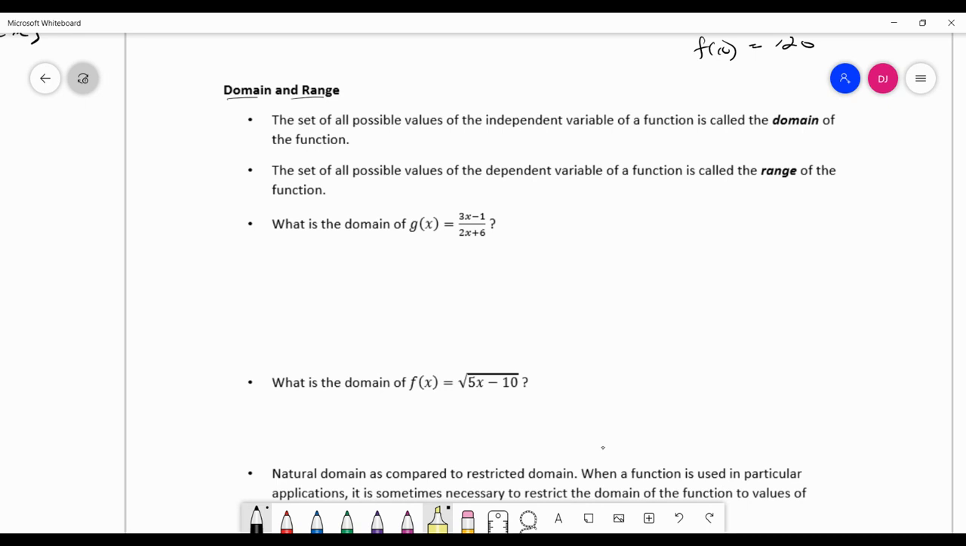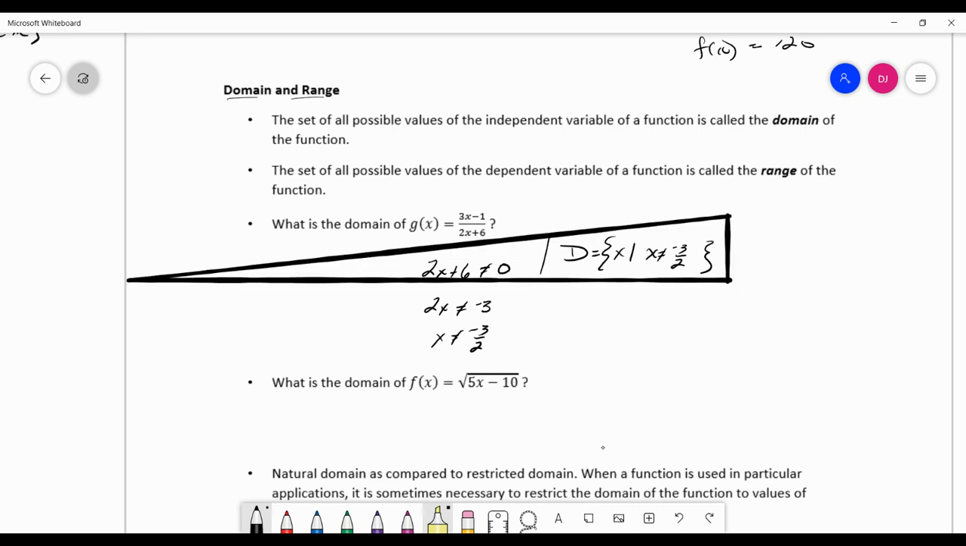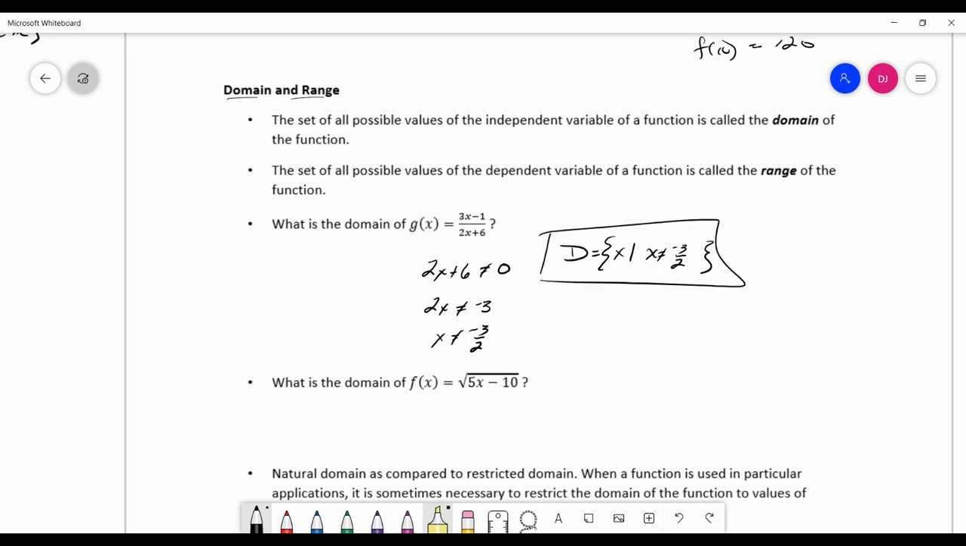Well, 2x plus 6, that denominator, cannot equal 0. Therefore, 2x cannot equal negative 3. Therefore, x cannot equal negative 3 halves. So my domain is the set of all x values such that, or as long as, x is not negative 3 halves. There's domain allergy number 1.